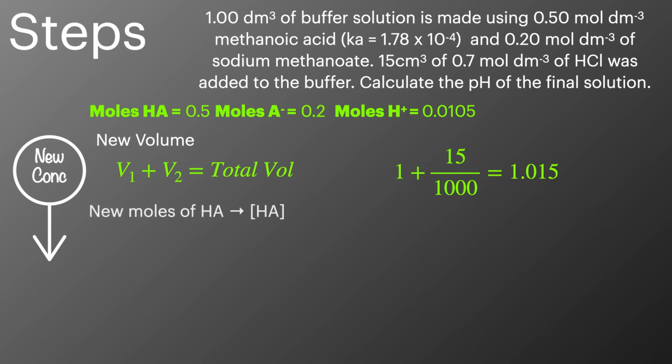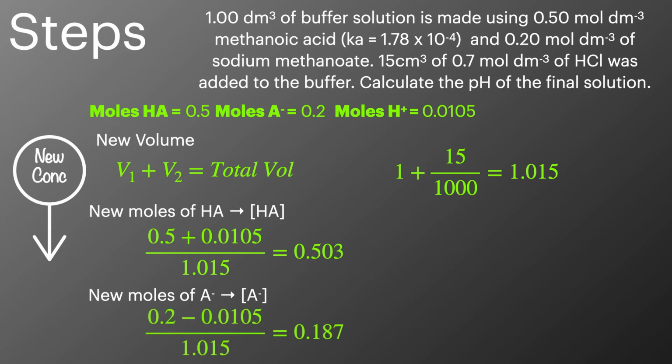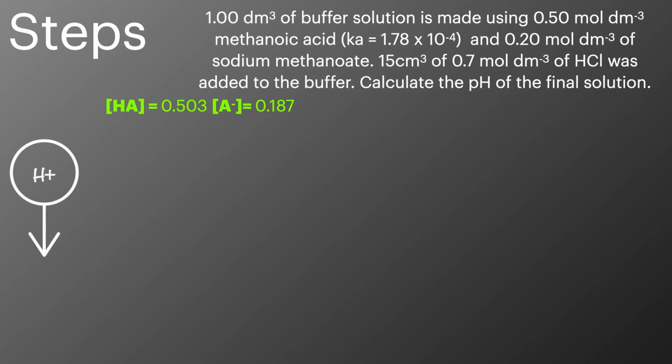Next, we'll work out the new moles of HA and convert that into a concentration. So we'll add together the moles of HA at the beginning and the moles of H+ that we had, because remember, H+ plus the A- will make new molecules of HA. And then we'll work out the new moles of A- and turn that into a concentration. Remember, the moles of A- will have gone down now because H+ will have reacted with the A- to form the HA.